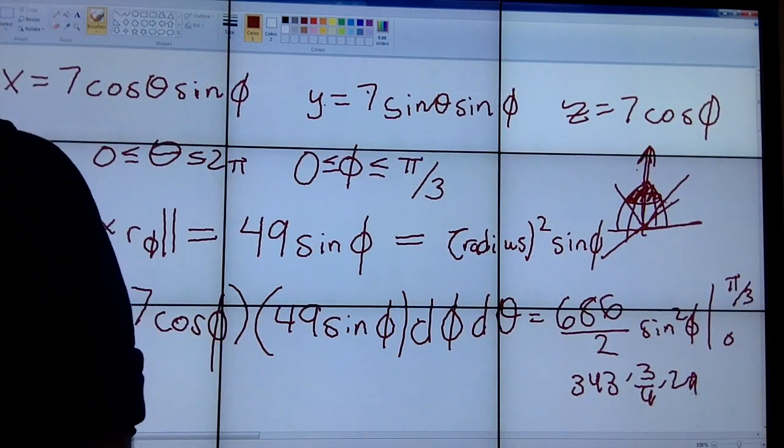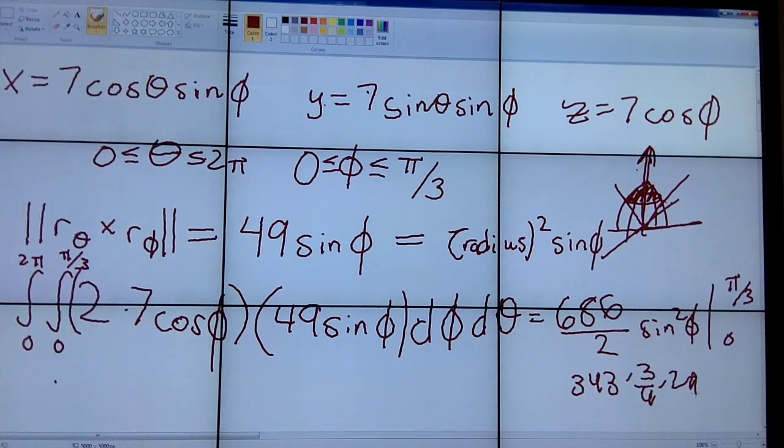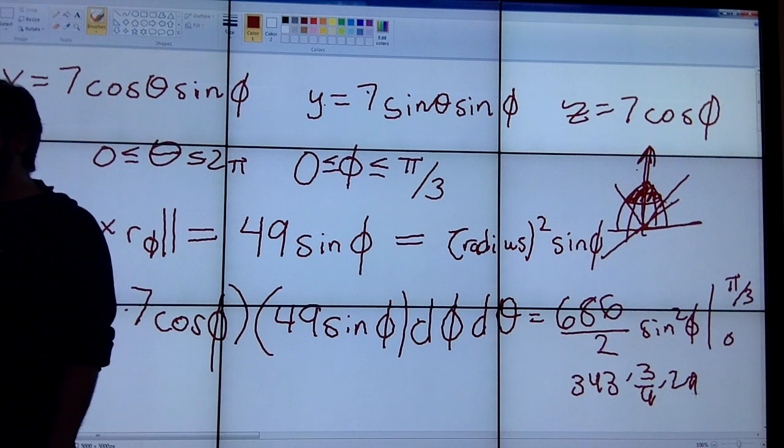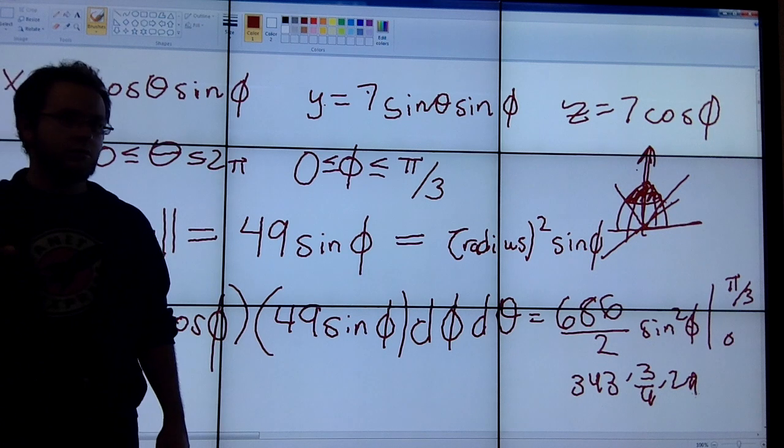Yeah, you have a question? For z, why did you use 7 cosine phi instead of rearranging the equation they gave us to be z equals? Because we're using, okay, what do we want to be? So is your question why isn't it z equals square root of x squared plus y squared over 3? No, why isn't it z equals 49 minus x squared minus y squared all squared?